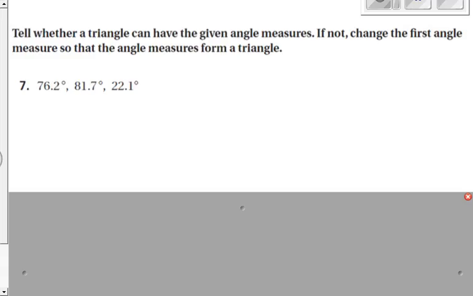Now it says tell whether a triangle can have a given angle measure. If not, change the first angle measure so that the angle measures form a triangle. So what we need to do is add these up and see if they equal 180. If they don't, then we've got to figure out what 76.2 needs to change to. So our first step is to add these numbers up.